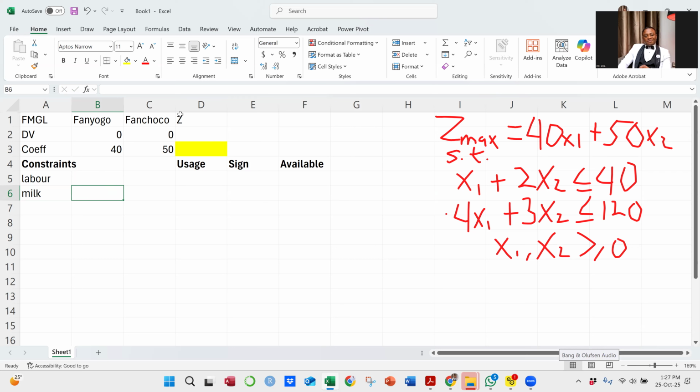So now let's go back to the column Z. Under the column D, for the Z, write the equal to sign. We are about to write a formula for the equation. As you can see on the right here, the formula is 40 multiplied by x1 plus 50 multiplied by x2. We're going to do the same thing here.